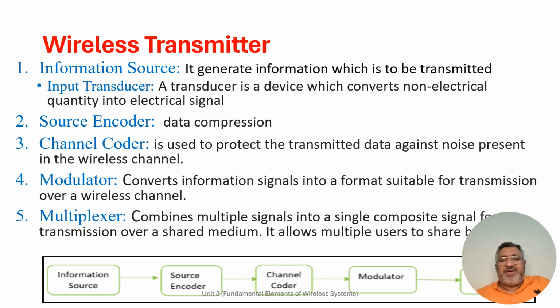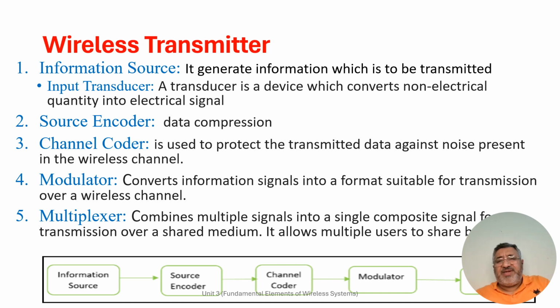The fourth main unit of wireless transmitter is the modulator, and the last one is the multiplexer. The modulator is an essential component in wireless communication system that converts digital or analog information into a format which is highly suitable for transmission over wireless channel. Amplitude shift keying, frequency shift keying, phase shift keying, and quadrature amplitude modulation are different types of modulation. And similarly, orthogonal frequency division multiplexing. All these are different modulation schemes used for modulation purpose.